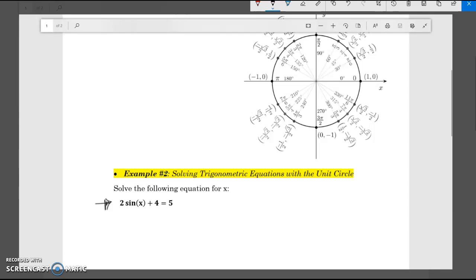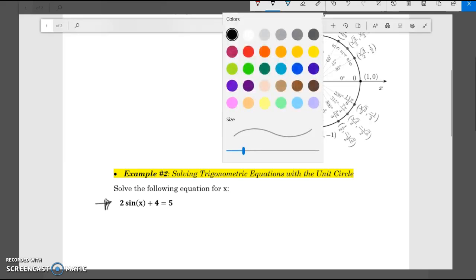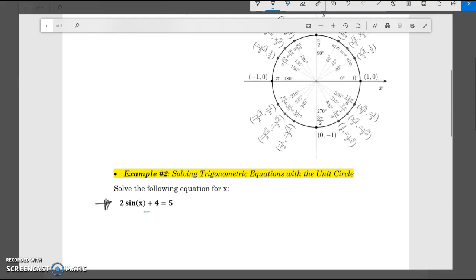So we need to start removing things around the x. So let's go ahead and start that off by subtracting the 4 right here and subtracting the 4 right here. When we do that, we end up with 2 times the sine of x being equal to 1. And then to get sine of x by itself, we can divide both sides by 2. At that point, what we'll have is that the sine of x is equal to 1/2.